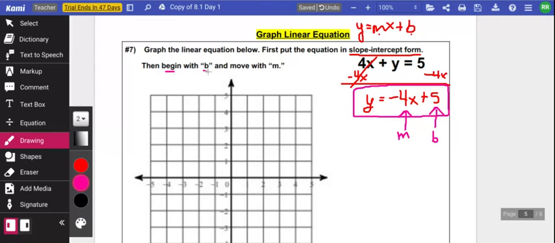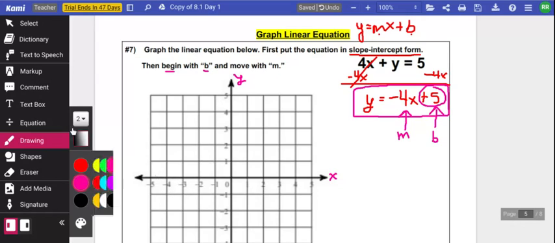Begin with b. B and begin both start with a b. So what is b in this equation? We just identified that as 5, right? B is 5. That is where I need to begin. So I need to put a dot on 5 for the y-axis. Okay, now remember, this is the x-axis, this is the y-axis. So on the y-axis, I need to put a dot on 5.